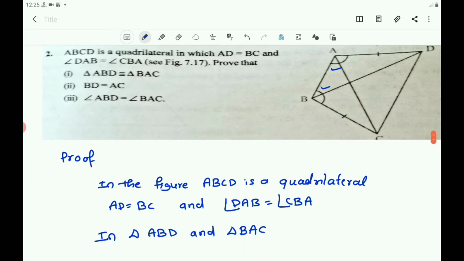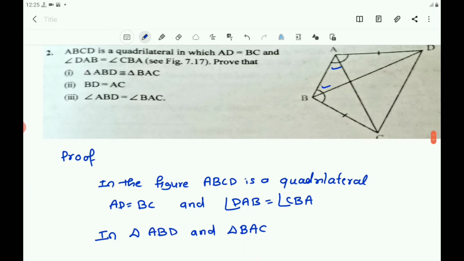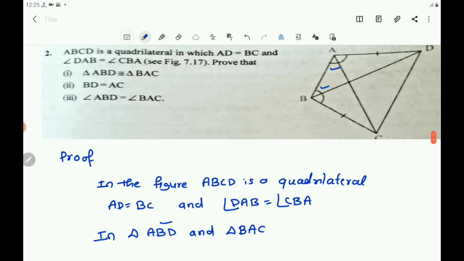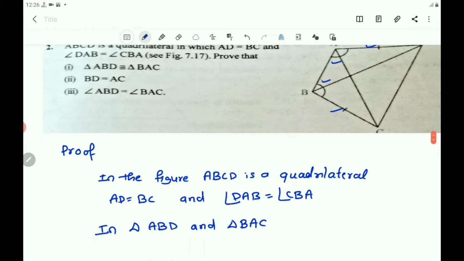It is given that AD is equal to BC. AD is a side of the triangle ABD and BC is a side of the triangle BAC. So you write they are equal. That is given here. So you write AD equals BC. Reason you can write, given.